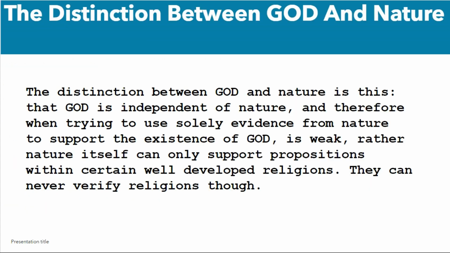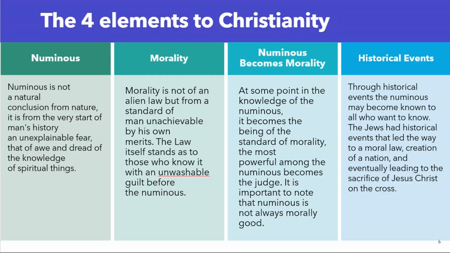The distinction between God and nature. The distinction between God and nature is this, that God is independent of nature, and therefore when trying to use solely evidence from nature to support the existence of God, it's weak. Rather, nature itself can only support propositions within certain well-developed religions. They can never verify religions, though, in their entirety. Finally, the 4 elements of Christianity are the numinous, morality, numinous becomes morality, and historical events.